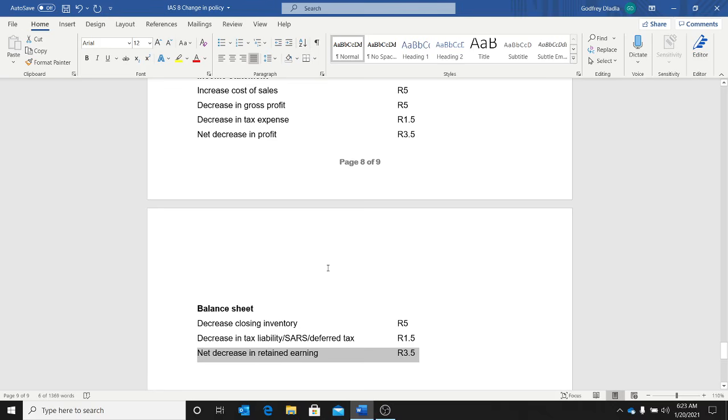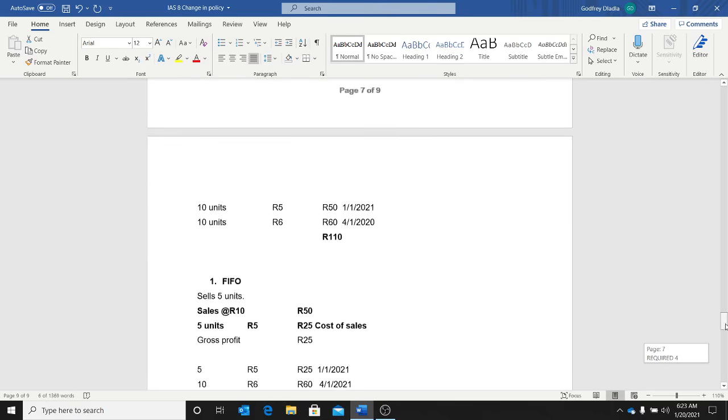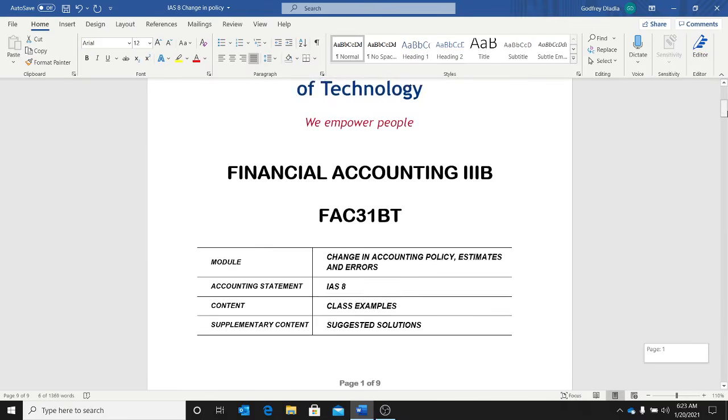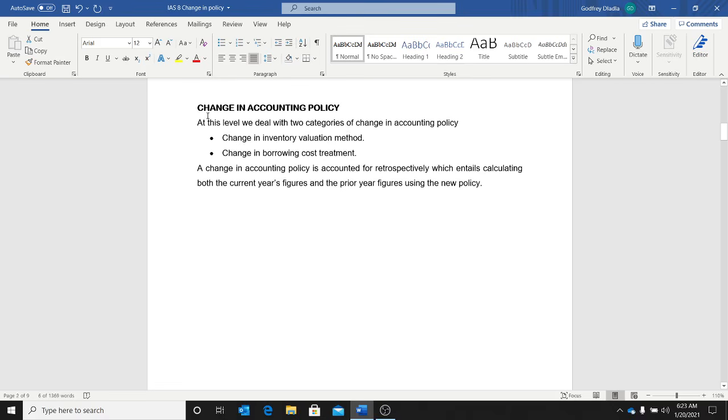Okay. So I was just simplifying the exercise just to show you how you go about moving in terms of a change in policy. Now let's get to the question itself, the one that we are using. Right, before we start, at this level, we're going to have two categories of change in accounting policy that we'll deal with. One is change in inventory valuation method. The next one is a change in borrowing cost treatment. Okay.